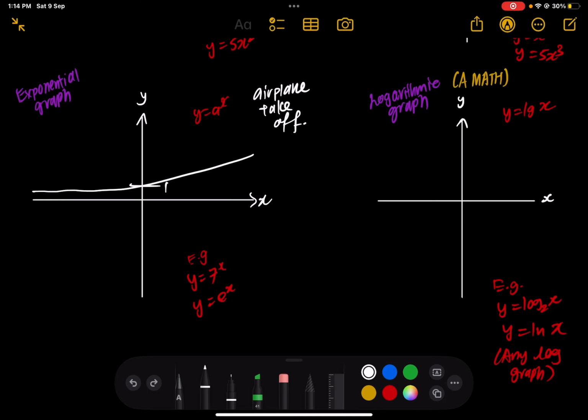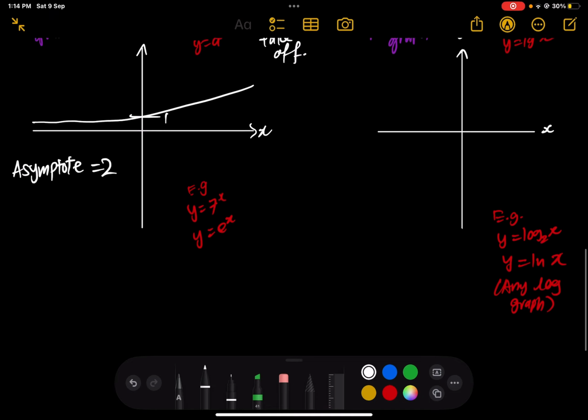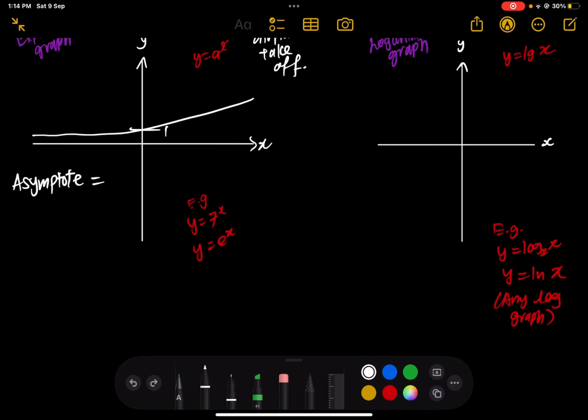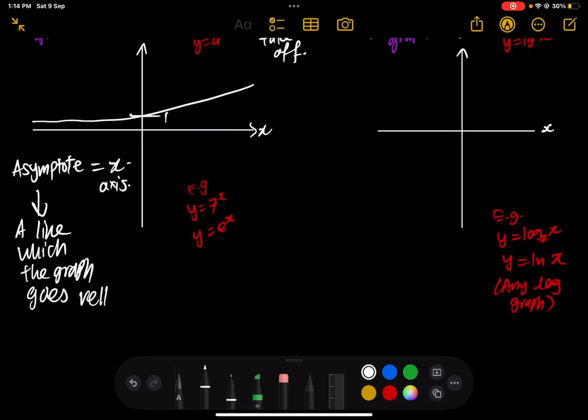Okay. So for the asymptote of this graph is 2. No, the asymptote is the x-axis. Okay. What is the asymptote? The asymptote is a line which the graph goes really close to but never touches. So the asymptote for this is the x-axis.